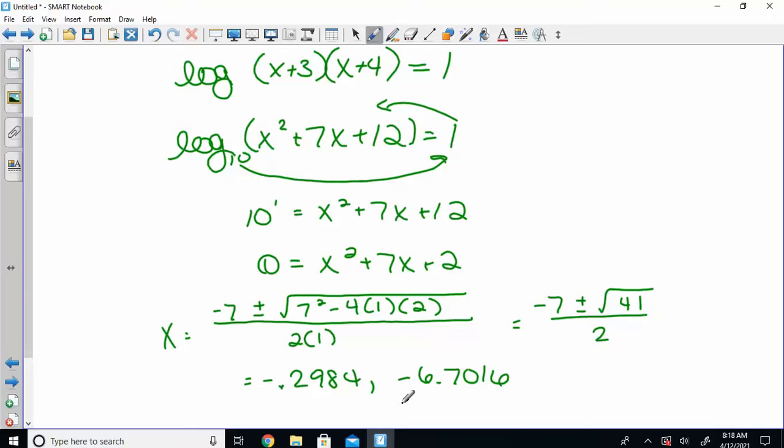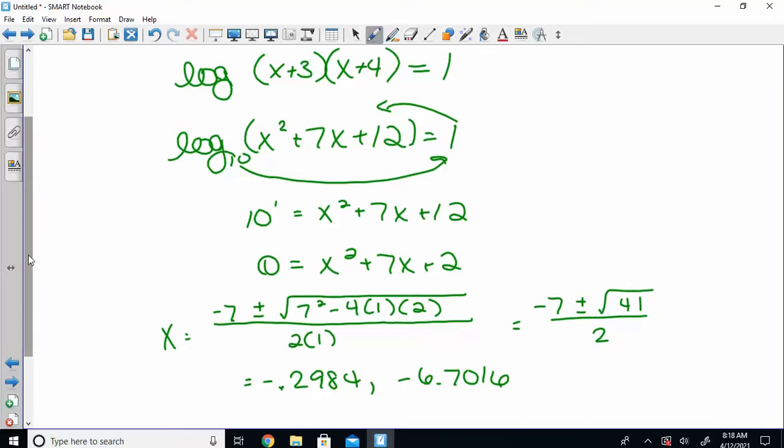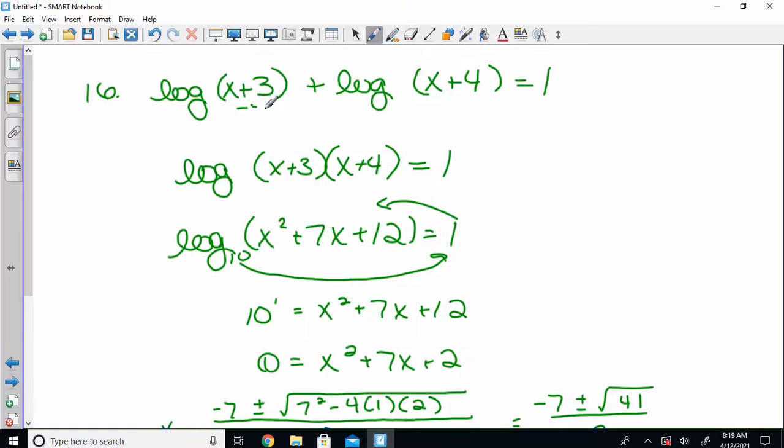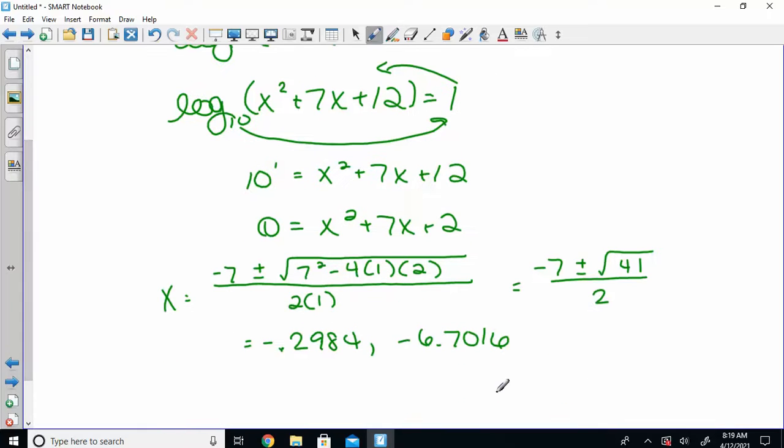We always need to check and make sure both answers work. When you plug them in, this has to be greater than 0. So the negative 0.29 is fine, but we can't have the negative 6. So our answer is just a negative 0.2984.